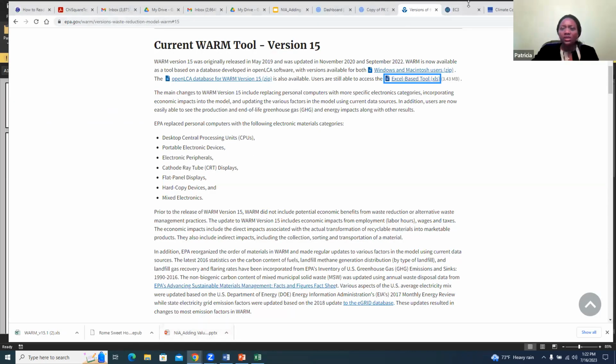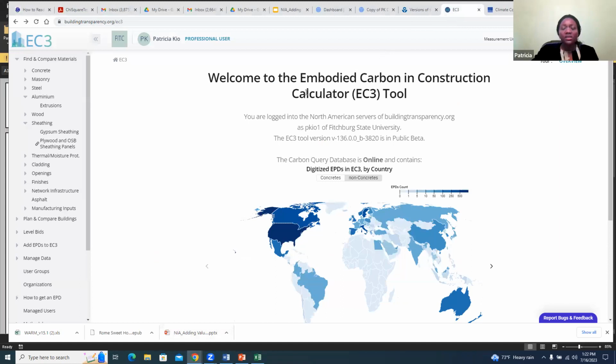The next tool is the EC3 tool. So this is the embodied carbon in construction. So here is a North American products platform. But the good thing is that you can get products, details of how these products were made from all over the world. So a quick example here, we have is showing the map of the world.